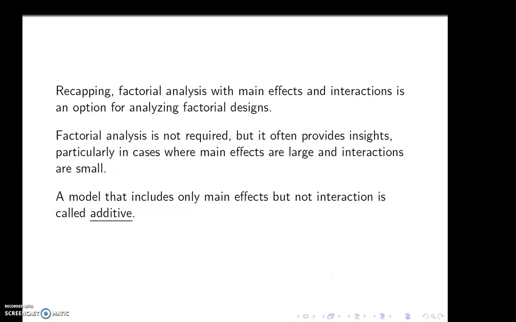Okay, so from last video we talked all about the basic design of a factorial analysis. Remember, we have main effects, we have interactions, and we're going to talk a little bit more about those interactions in this segment.